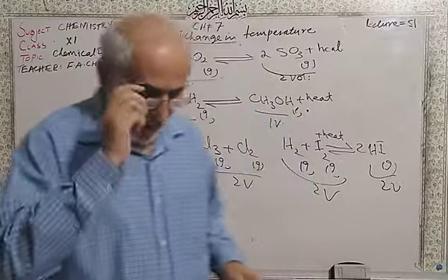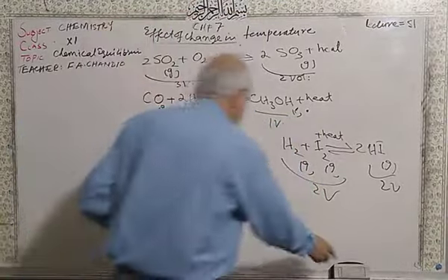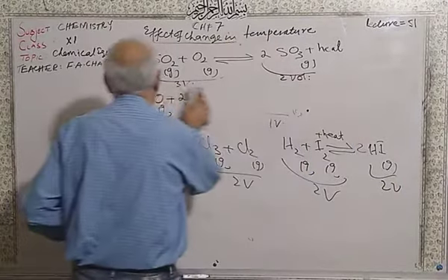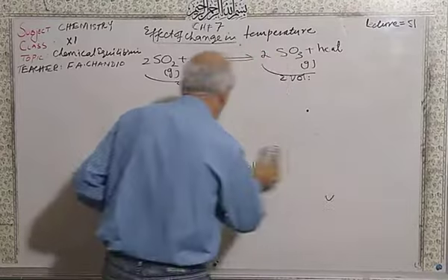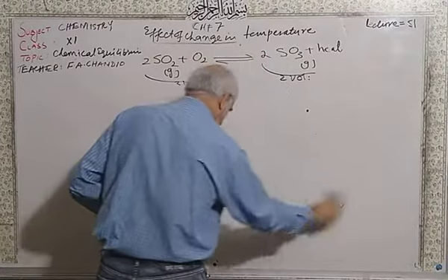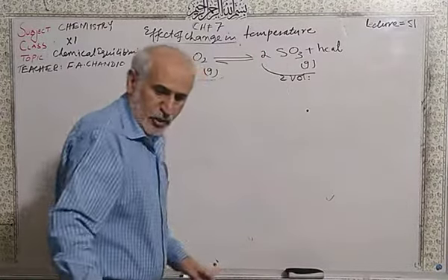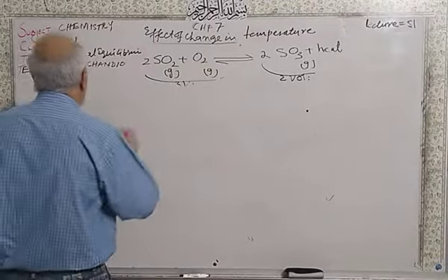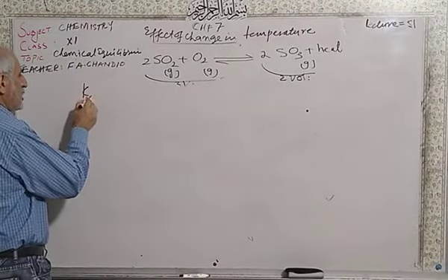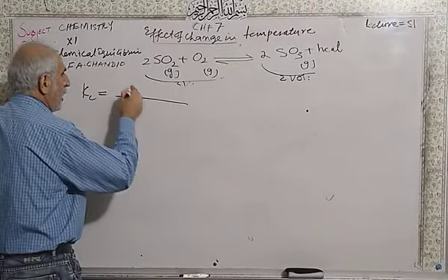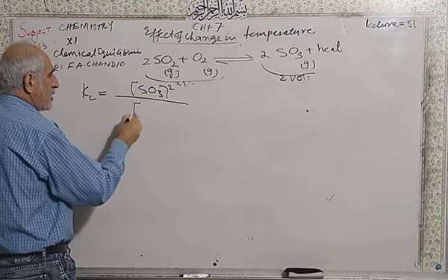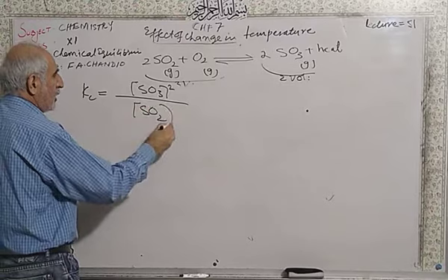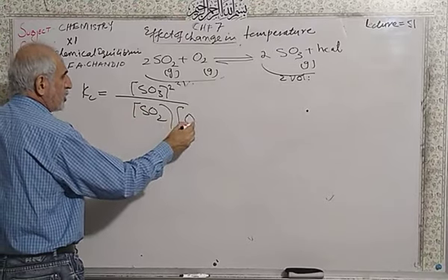So dear students, I am writing according to the book here. The first equation is given. According to law of mass action, Kc is equal to the concentration of sulfur trioxide over the concentration of sulfur dioxide and concentration of oxygen.